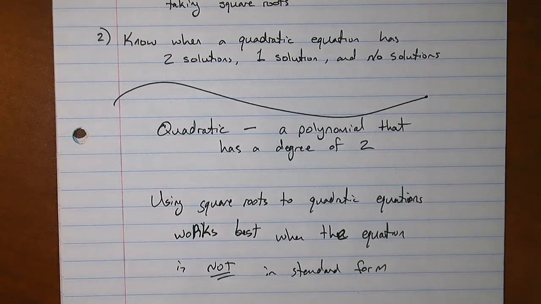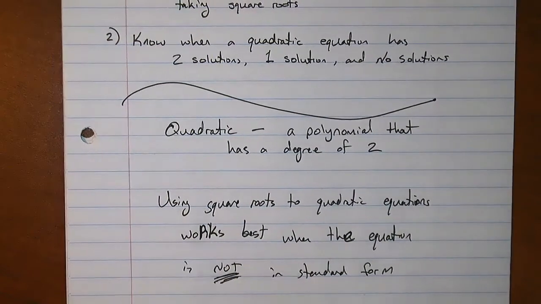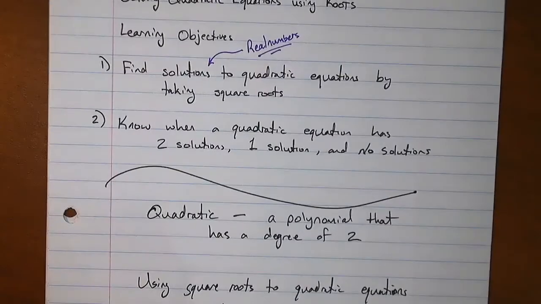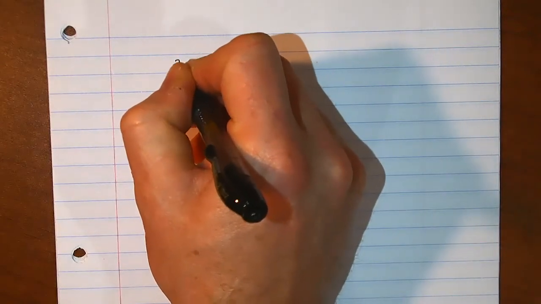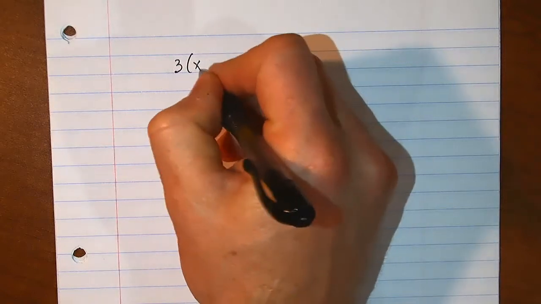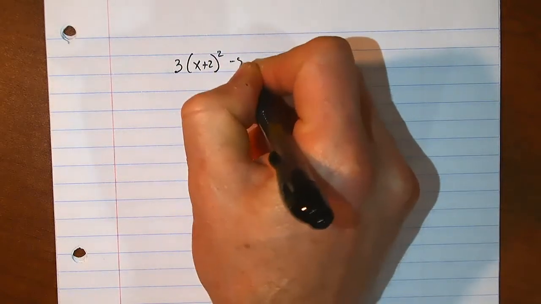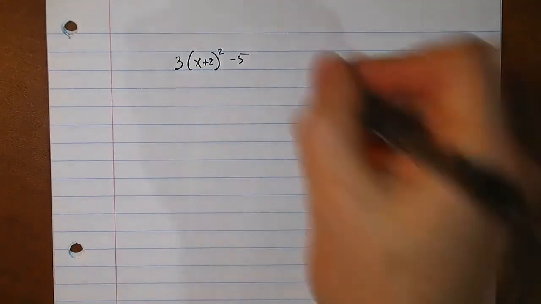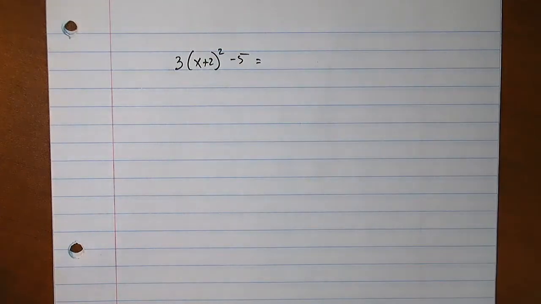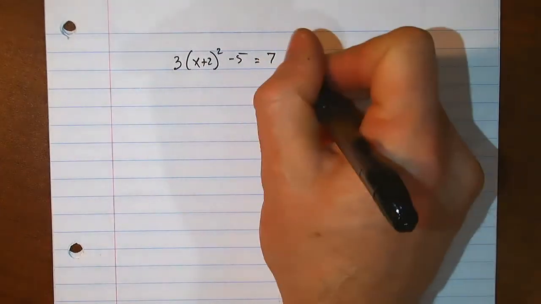So the types of problems that we're going to look at today are not going to be like that. They're not going to be in standard form. Okay. So what will they look like? Well, I'll give you a quick example, but we're not going to solve this one quite yet. We're going to come back to this in just a second. It might look something like, let's say, 3 times (x + 2) squared minus 5. Okay, so that's definitely not standard form. And then it will be an equation, so it has to be equal to something. We'll make this one equal to 70.